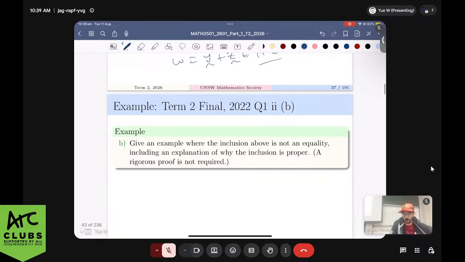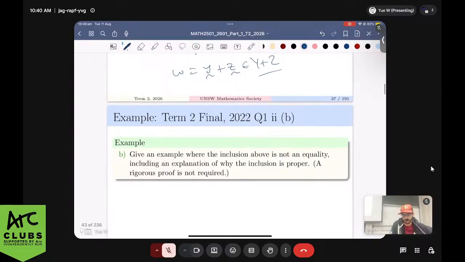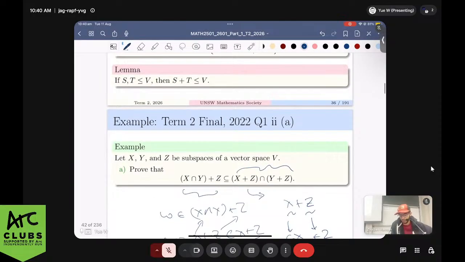Okay, so give an example where the above inclusion is not an equality. This is kind of the rare question where it's not asking you to prove something, it's not asking you to find something, it's kind of like a counterexample question. So these can actually come up. So how do we find a counterexample to this? It's asking when this is not an equality. Here we have a subset, but they could be equal, right? They could also be equal. They're asking us to find a case where they're just not equal at all.